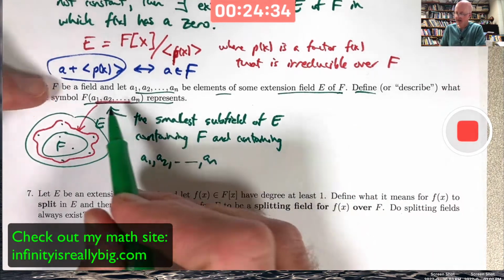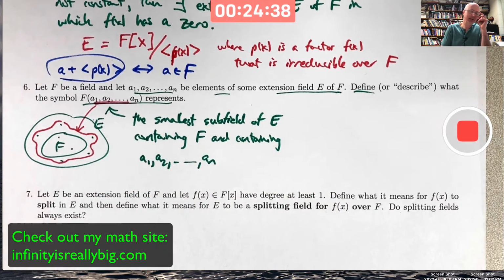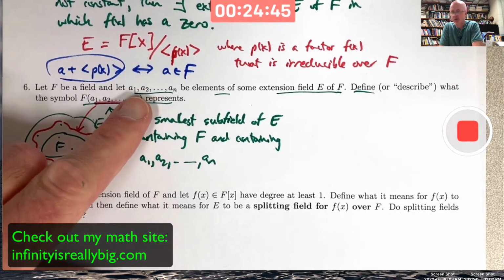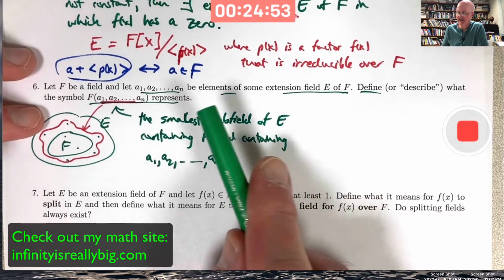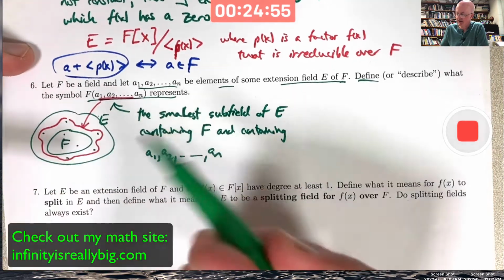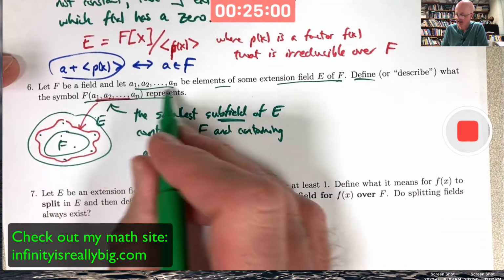It's called F adjoin a1 through an, but it's easy to misinterpret what that means. It does not mean take F and just its union with the set of these n elements. It does not mean that. Okay? That would not be big enough. You want this thing to be a field, and so it contains more than just F and these n elements.